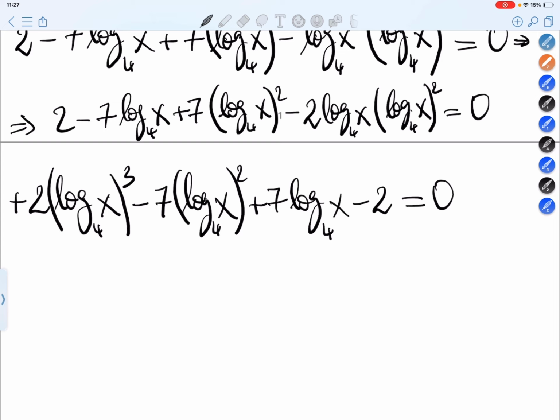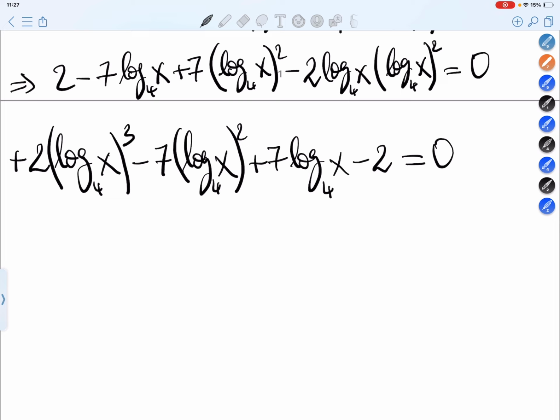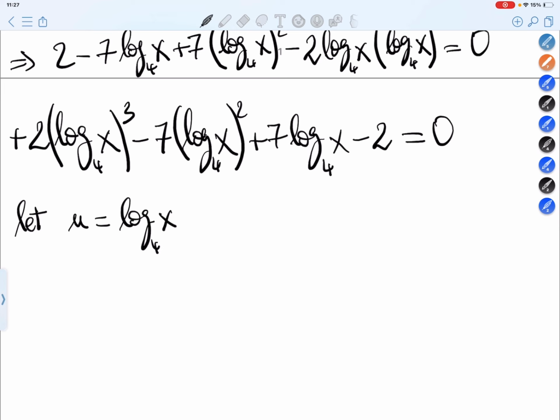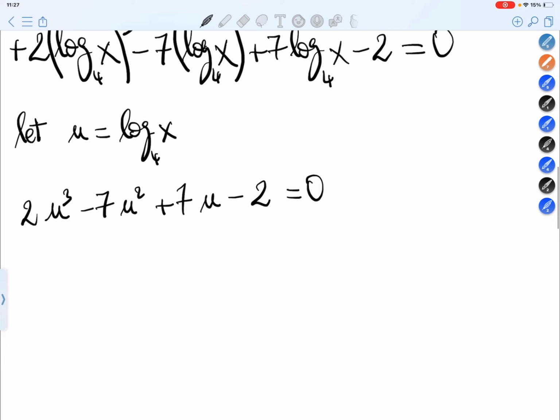Now what we're gonna do, we're gonna let log base 4 of x equal u, so let u equal log base 4 of x. This would simplify our equation, so we're gonna have to solve 2u cubed minus 7u squared plus 7u minus 2 equals 0, right? Now we can see that this is a cubic equation. So to solve this, we're gonna have to first factorize, right?